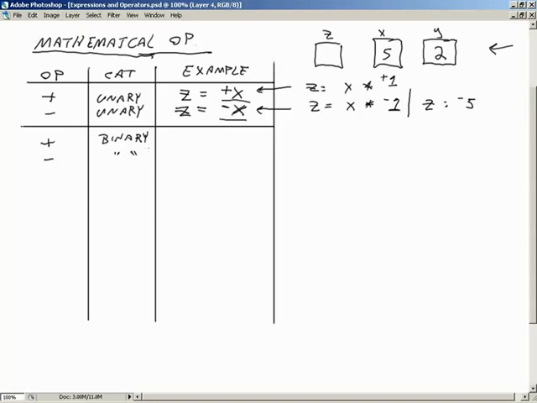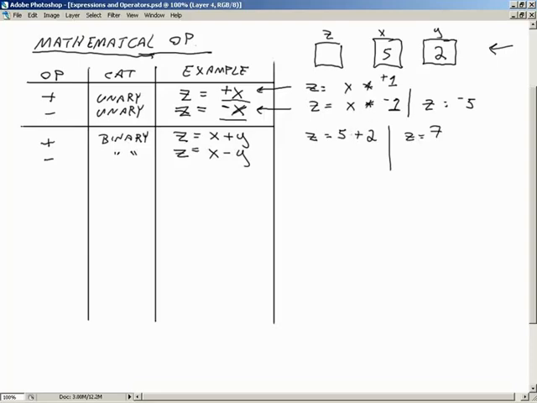In this particular case, we simply have expressions that look like z equals x plus y, or z equals x minus y. So what does this look like? Z equals, well, x contains a 5, plus, and what's in y? A 2. So when we're done, z contains 7. Simple addition. That's all this is.